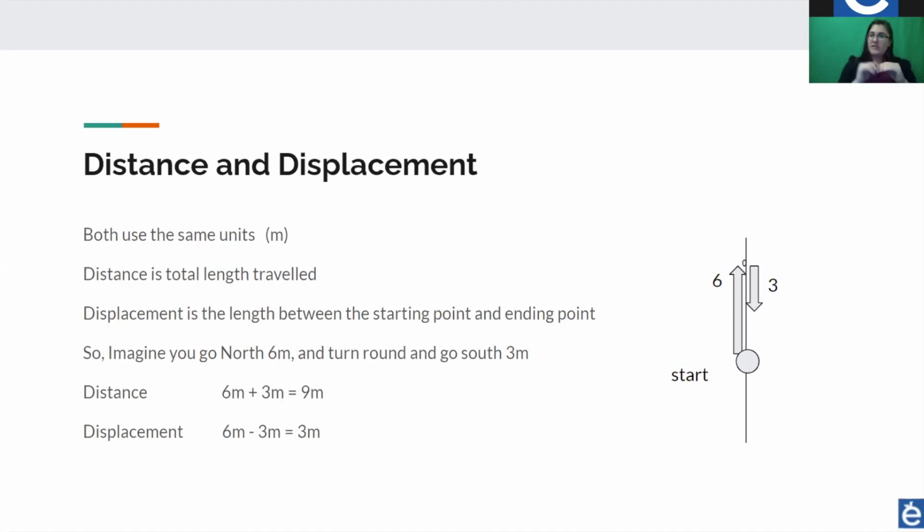So your distance is your total length traveled. 6 plus 3 is 9. You've physically moved yourself 9 meters. Your displacement is how far from your starting point to your ending point you're ending up. So that's 6 minus 3 meters. For the purpose of physics, we're going to use displacement. If I slip up and say distance, ignore it. It should always be displacement.